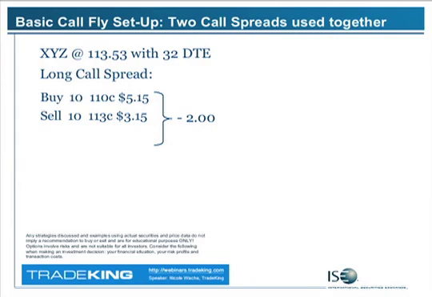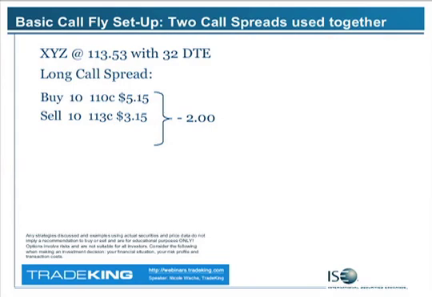So a butterfly spread is actually 2 spreads together, 2 vertical spreads. And first we're going to look at a call butterfly, or a call fly as I refer to it. And the first part here is the long call spread.